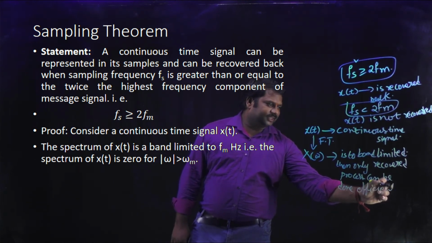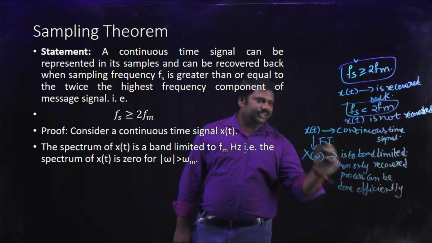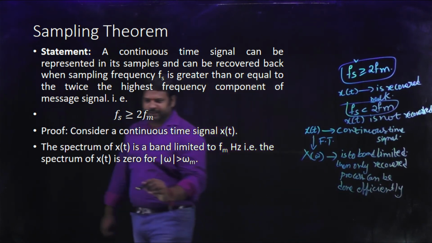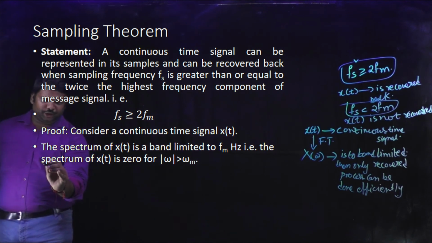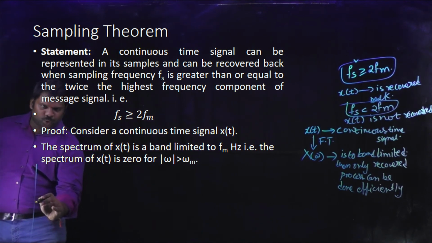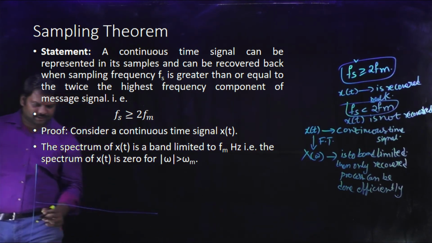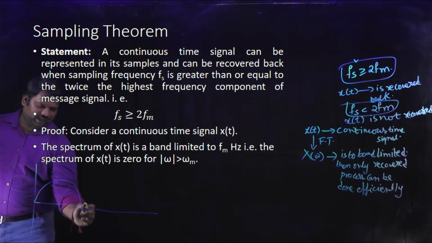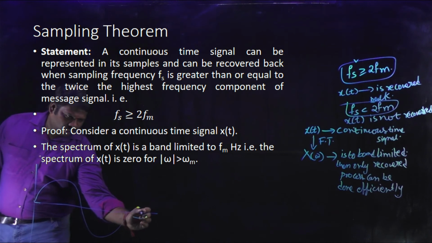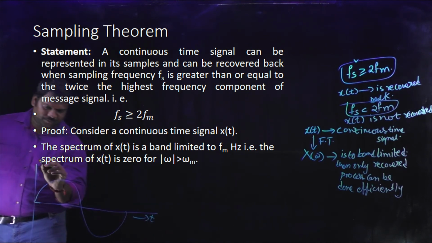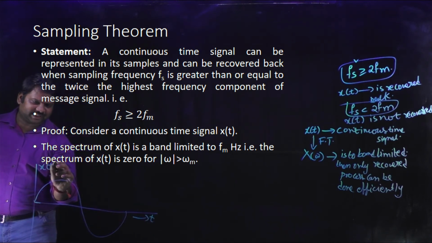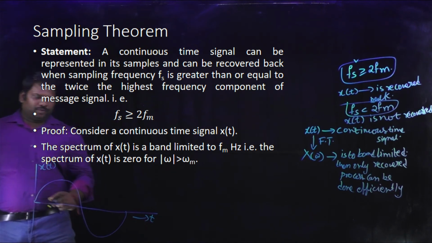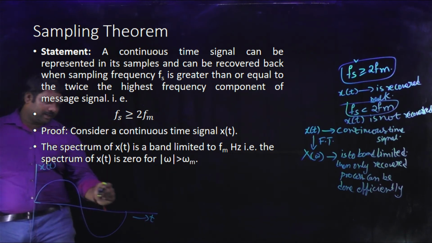Now we'll see x of t and x of omega. Let us consider the continuous time signal, the same sinusoidal signal I am considering, which varies with respect to t and is represented as x of t, which is a continuous time signal.